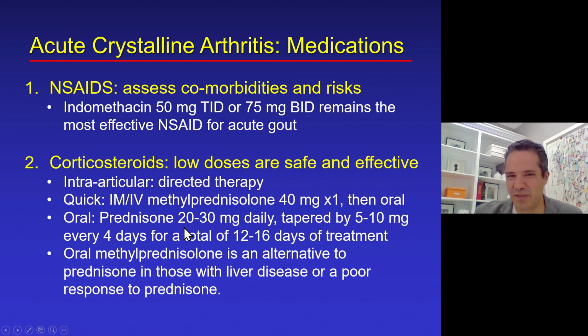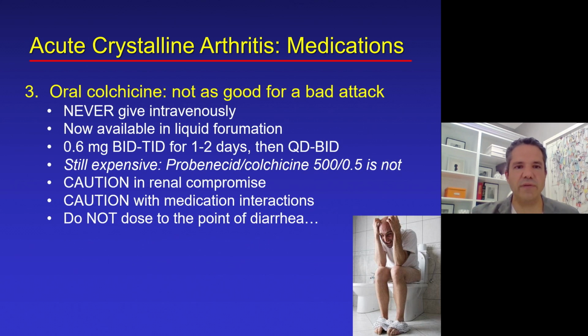And it's anywhere, start around 20 or 30 milligrams of prednisone, taper it by 5 to 10 milligrams every 4 days for a total of 12 to 16 days of treatment. This is not the Medrol dose pack. The Medrol dose pack is too fast and patients will rebound. Oral methylprednisolone is an option for those folks with underlying liver disease, though, who don't seem to be responding to prednisone. So that's a little trick you can pull if you need to.